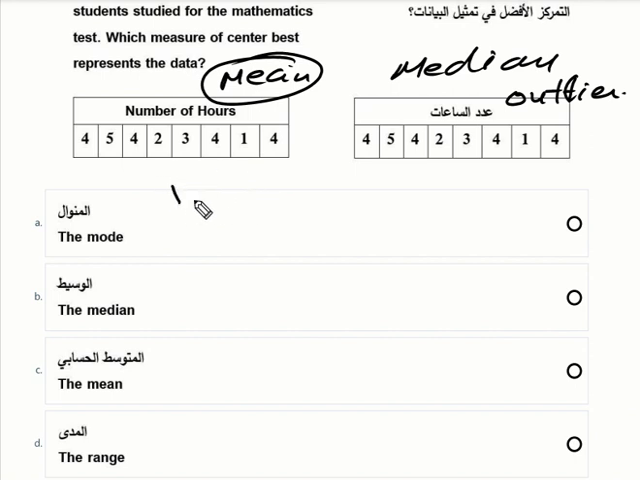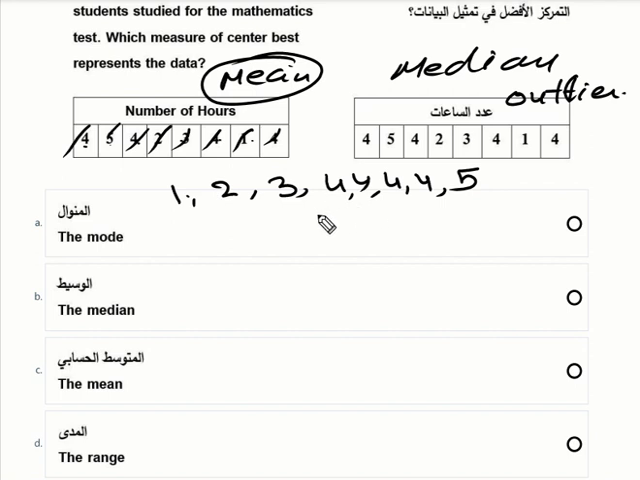Now you see this data: 1, 2, 3, then 4 appears 4 times, and then 5. How many numbers are total? 1, 2, 3, 4, 5, 6, 7, 8. So 8 numbers are there, which means in the middle you will have 2 numbers. Those 2 numbers are 4 and 4. So its median will be 4 plus 4 divided by 2, which means 4.